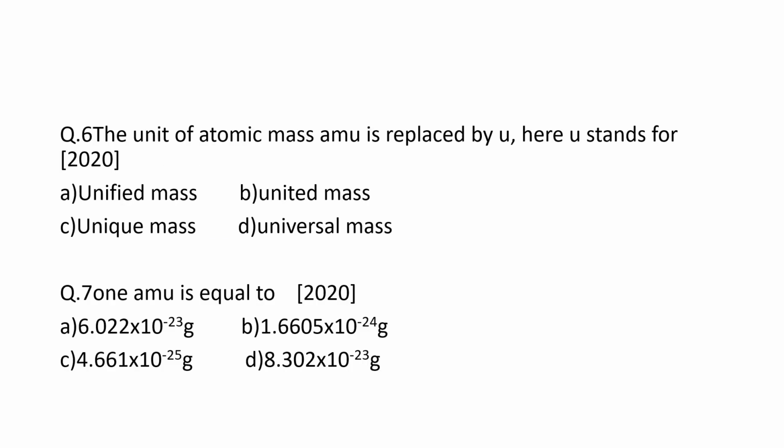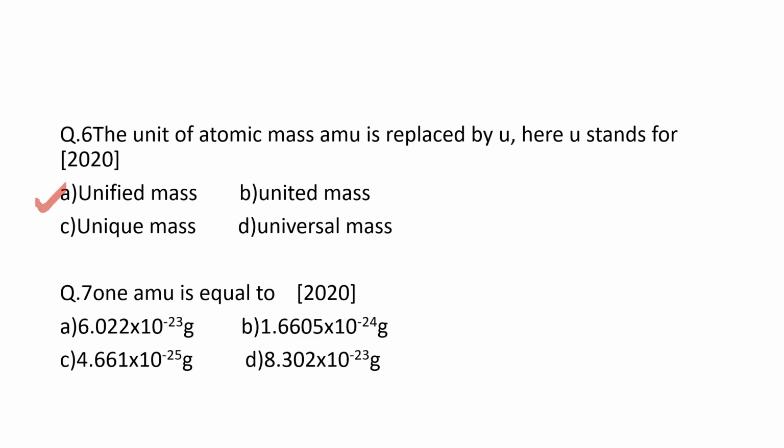Question number 6. The unit of atomic mass AMU is replaced by U. Here U stands for what? What is the alternate word for small u? It is the unified mass. Option number A is the correct option for this.